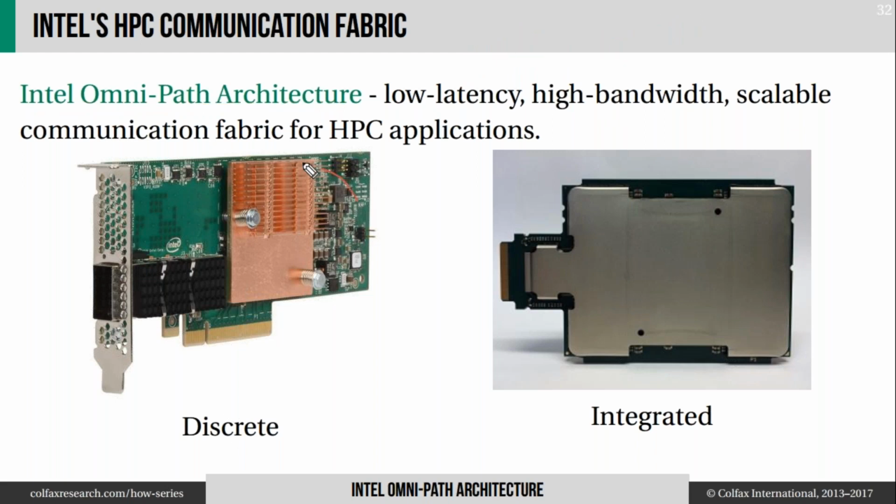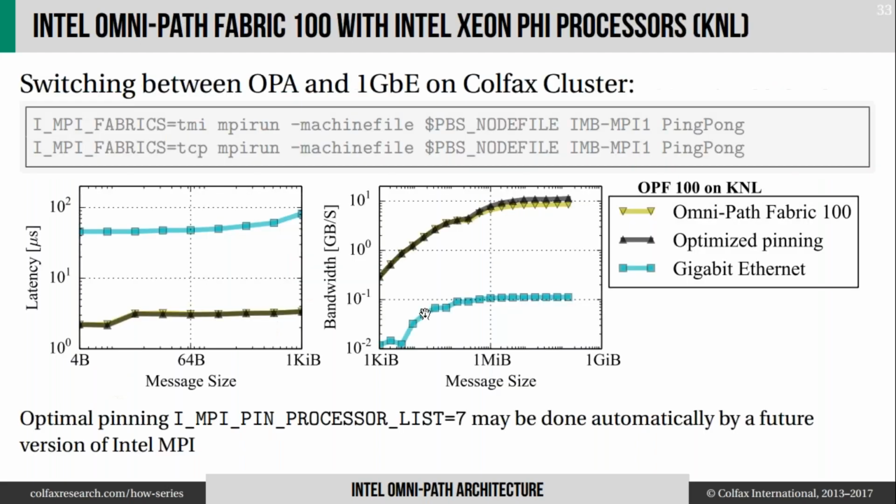It's available as a discrete card. You can use it with a Xeon or with a Xeon Phi. It is also available as an integrated addition to a Xeon Phi processor of the Knights Landing architecture. The integrated version has this little knob, it connects to a special cable, and the cable runs to the port which connects to the network. Promises power and cost savings.